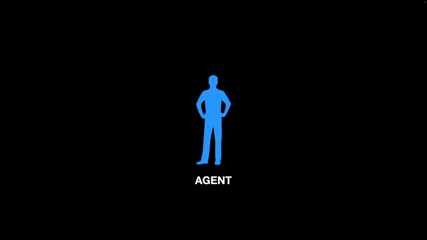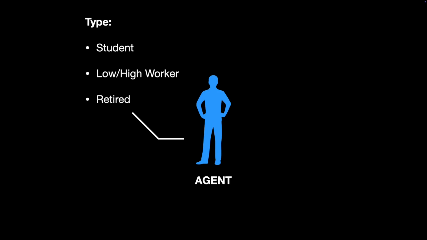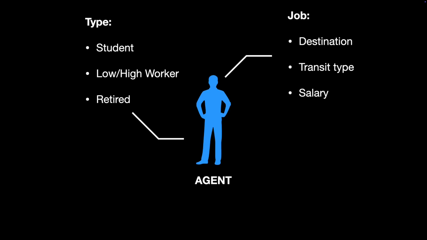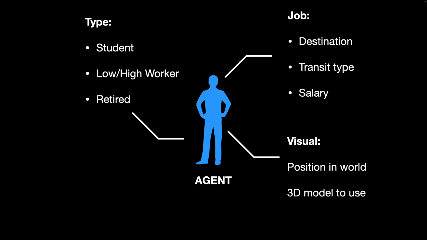So here you have an agent. An agent normally will have a type. That type could be like student, low or high income worker, or retired. Then because of that, they will have a job. Their job has a destination in the world, their transit type this agent would like to use, and their salary. And then there's a visual element, of course, like their position in the 3D world and the 3D model they should use, for example in the City Skylines example.